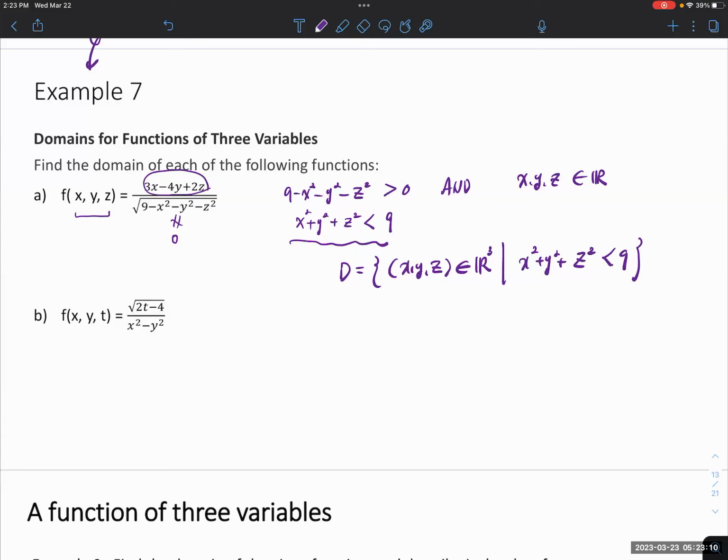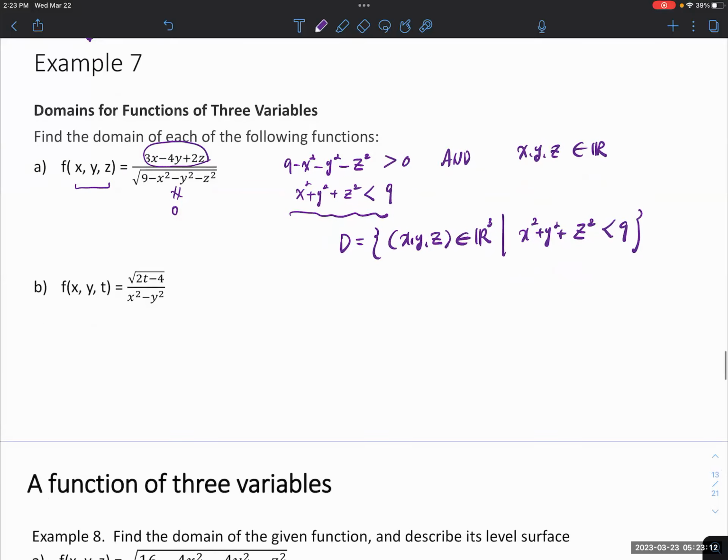Nothing special, same strategy. Okay, so one last, you could try. The bottom cannot be 0, we know that. And we know that inside of the radical cannot be a negative number. So 2t minus 4 is greater than or equal to 0, so t is greater than or equal to 2. And x squared minus y squared cannot be 0.